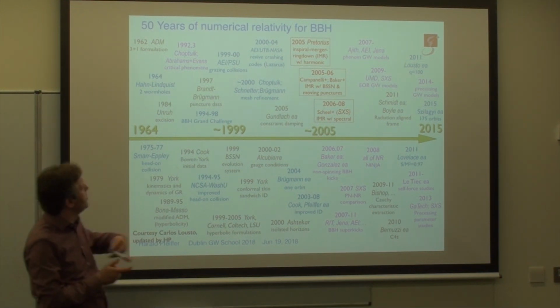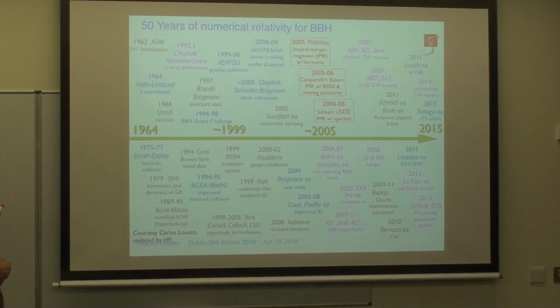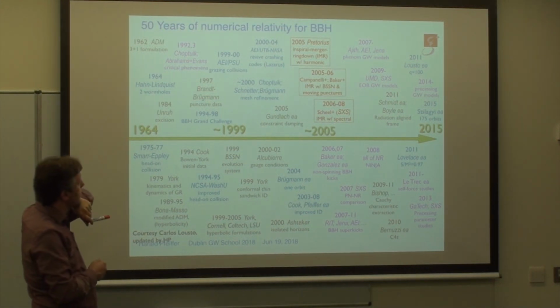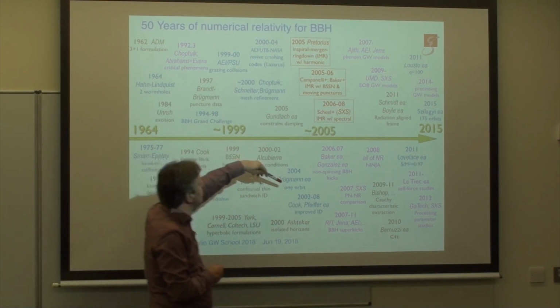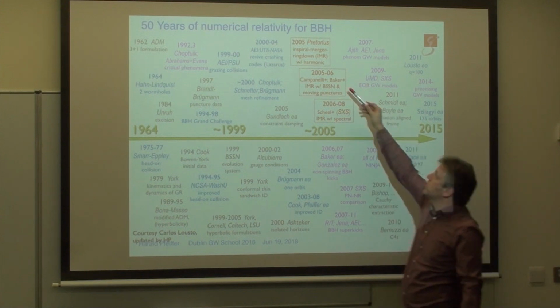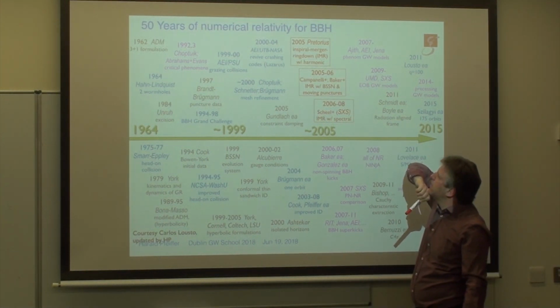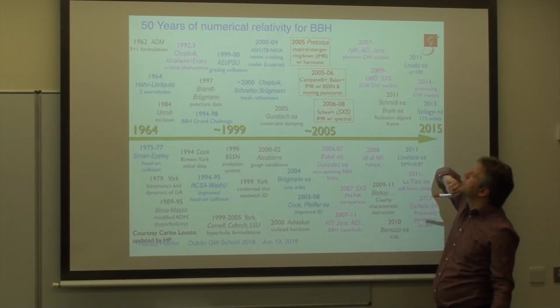What else do we have here? Here is Gundlach developing the constraint damping that goes into Pretorius' work. And then, of course, 2005, the big things, the 3 different ways of solving Einstein equations: Pretorius' harmonic code, the BSSN punctures, and the SpEC spectral code.